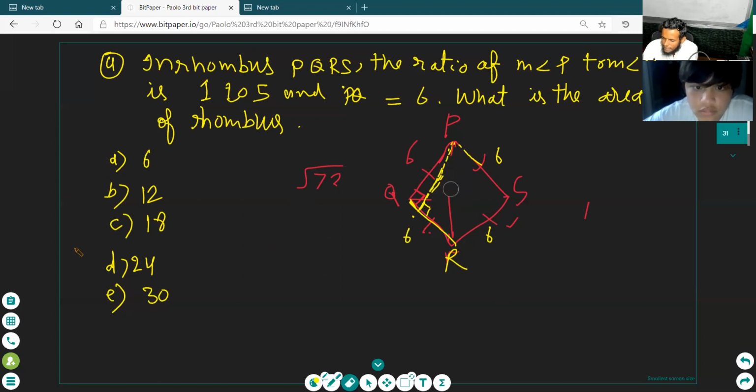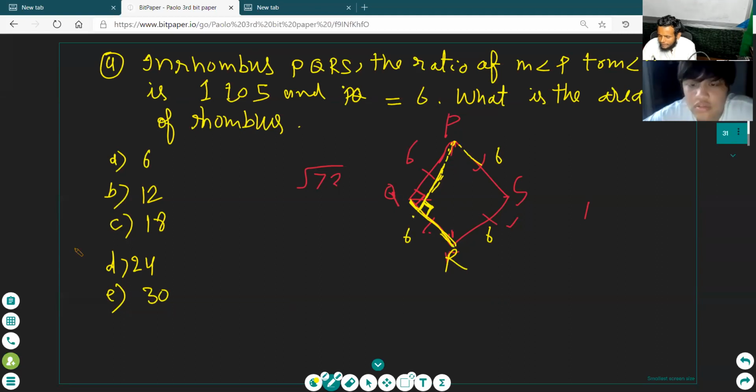You draw perpendicular on the line, not join the vertex. You choose. We are choosing this as a base. So we draw from the other vertex, and on this we draw the perpendicular, okay? This is the perpendicular on this side. Clear or not clear?